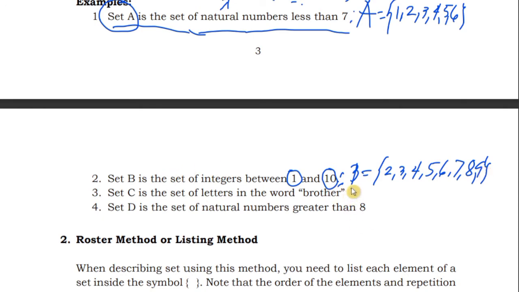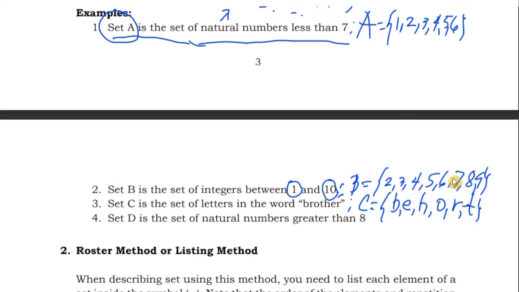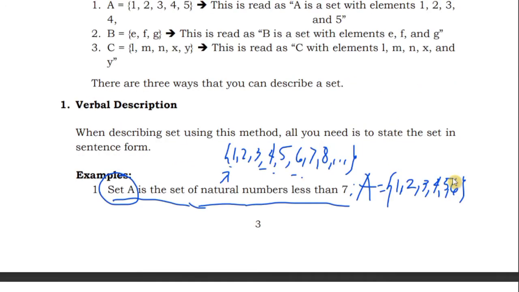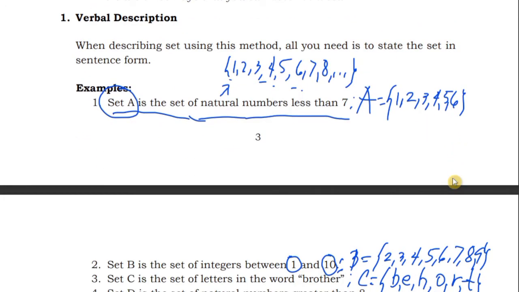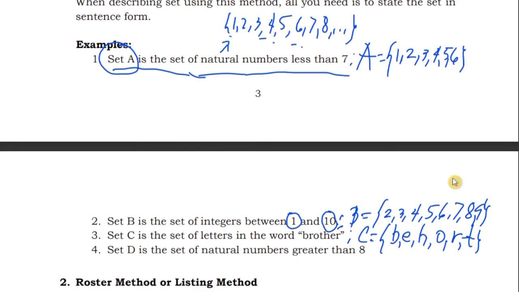Okay, we also have set C. So set C, we have B, E, H, O, R, T. Take note that as you can see with my answer, everything is written from lowest to highest. So in order.